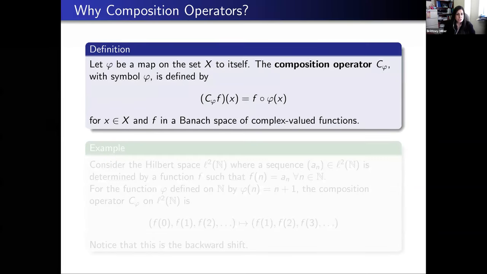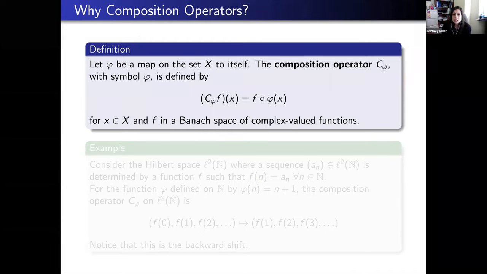So we'll just start with our definition of a composition operator. We'll use the symbol phi, we'll call that the symbol of the operator, and that's a map of some set X, typically in the complex plane. And so C phi applied to f of x is just the function composition of f composed with phi of x. Again, here x is just coming from some larger set.